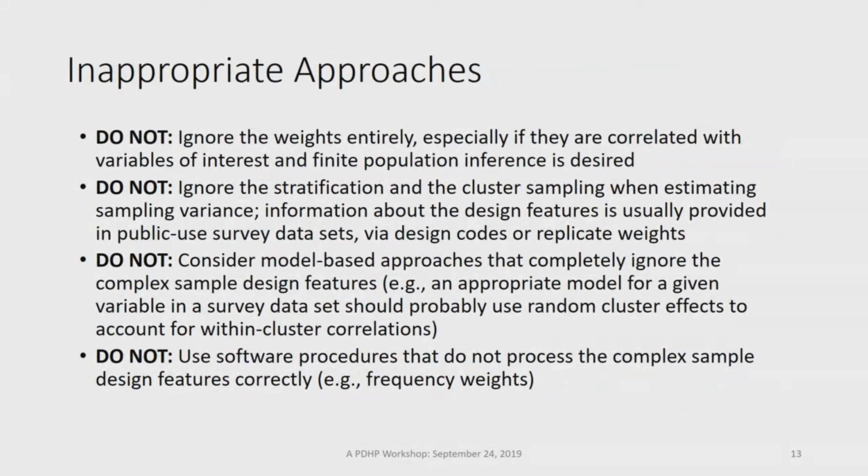Number 3, do not consider model-based approaches that completely ignore these sample design features. Okay? I mentioned this a little bit already, but maybe the weight should be included as a covariate. Because observations within a randomly sampled cluster tend to be correlated with each other, maybe your model needs to include random cluster effects to account for that correlation. That's a dependency in the data that was introduced by the design used to collect the data. So a model-based approach needs to reflect that dependency. Okay? Otherwise, you're getting incorrect estimates of sample variance.